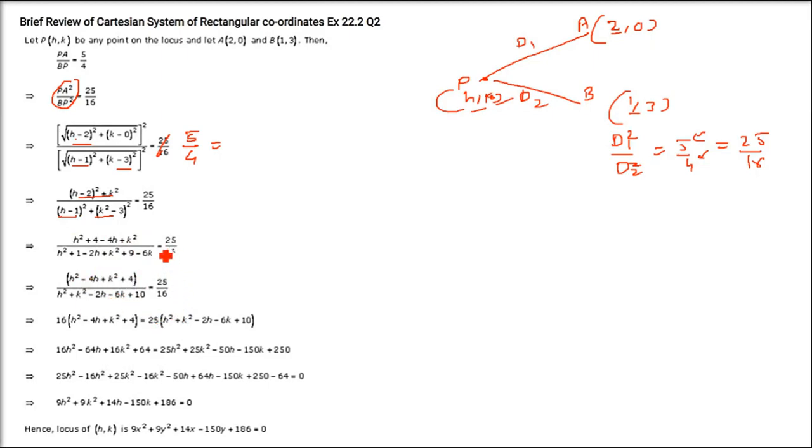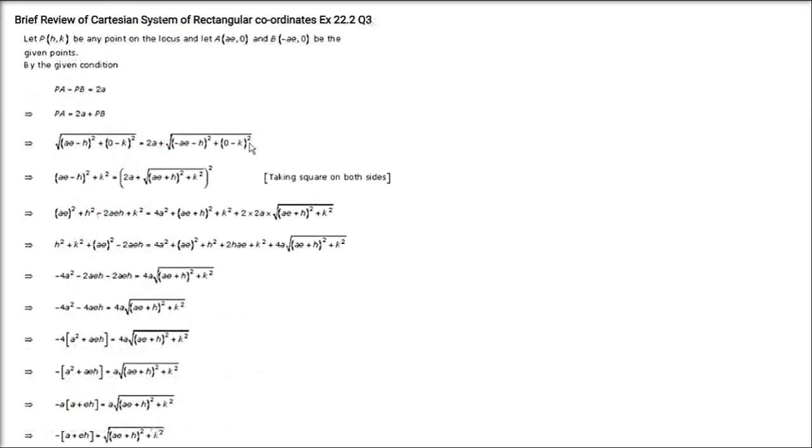Now you just need to rearrange. You know how to open the square formula. So just take left hand side, right hand side, and combine the like terms. Finally you will get 9h. Finally h and k will be replaced by x and y. So you are going to get this equation, which is the final equation.